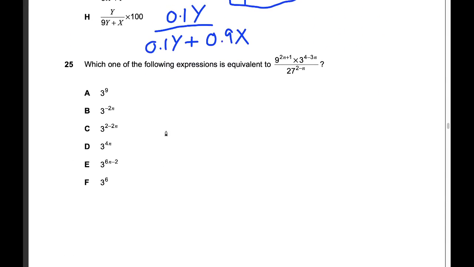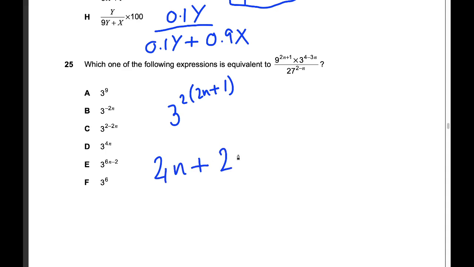Okay, next question. Which of the following expressions is equivalent to this? Oh, okay, so 9 is 3 squared, 27 is 3 cubed. So I'm not going to bother writing this out with all of the 3s everywhere. I'm just going to think about the powers. So 9 is 3 squared, so 3 to the 2, and that would be multiplied by 2n plus 1. So I can write this in terms of the powers. That's 2 times 2n plus 1, so that's just going to be 4n plus 2.